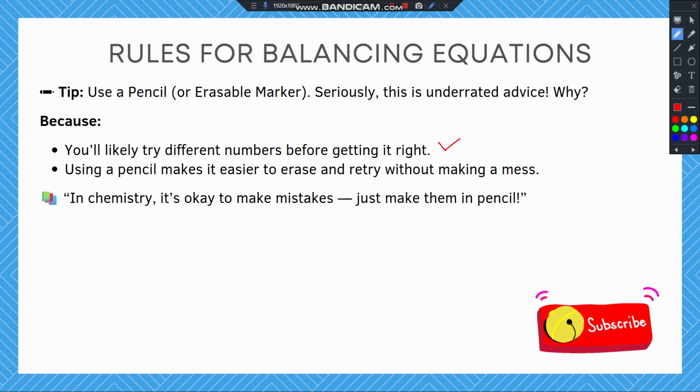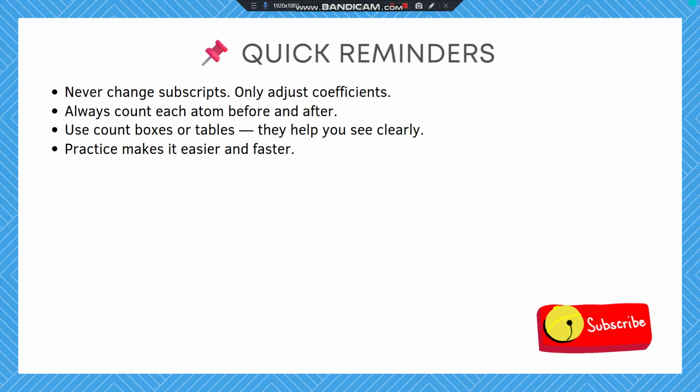If you've been paying attention throughout this video, you'd notice that we changed coefficients a number of times. There was a time when the coefficient was 3, and after a while we changed it to 6. So we needed to have something that was erasable so that it will not be messy. Using a pencil makes it easier to erase and retry without making a mess. Because let's face it, in chemistry, which is a scientific subject, it's okay to make mistakes. Albert Einstein, who founded the light bulb, did not get it at his first trial. So we also will make mistakes. So just make those mistakes in pencil so you can erase them when you find out the correct stuff.